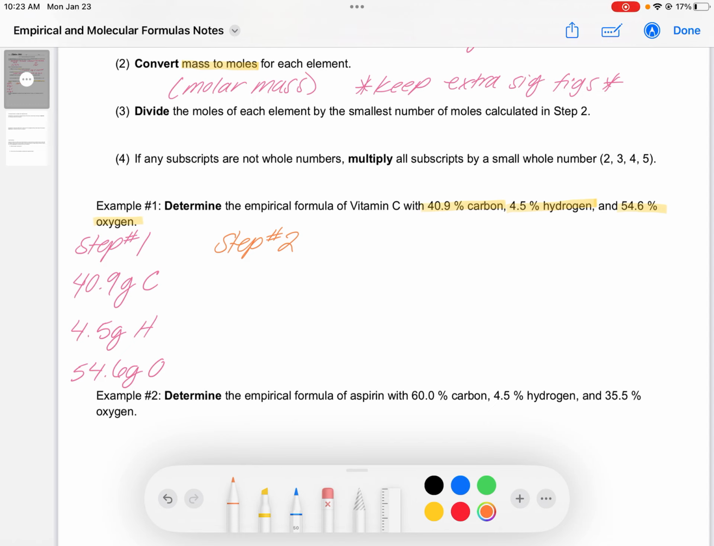And to convert mass to moles, we use the molar mass. We have 40.9 grams of carbon. From our periodic table, we know that there's 12.01 grams of carbon for every 1 mole of carbon. Moles is our desired unit. That goes up top. Grams goes on the bottom, so it will cancel out. We'll do the same thing for hydrogen. From the periodic table, we know for every 1.01 grams of hydrogen, we have 1 mole of hydrogen. And for every 16.00 grams of oxygen, we have 1 mole of oxygen.